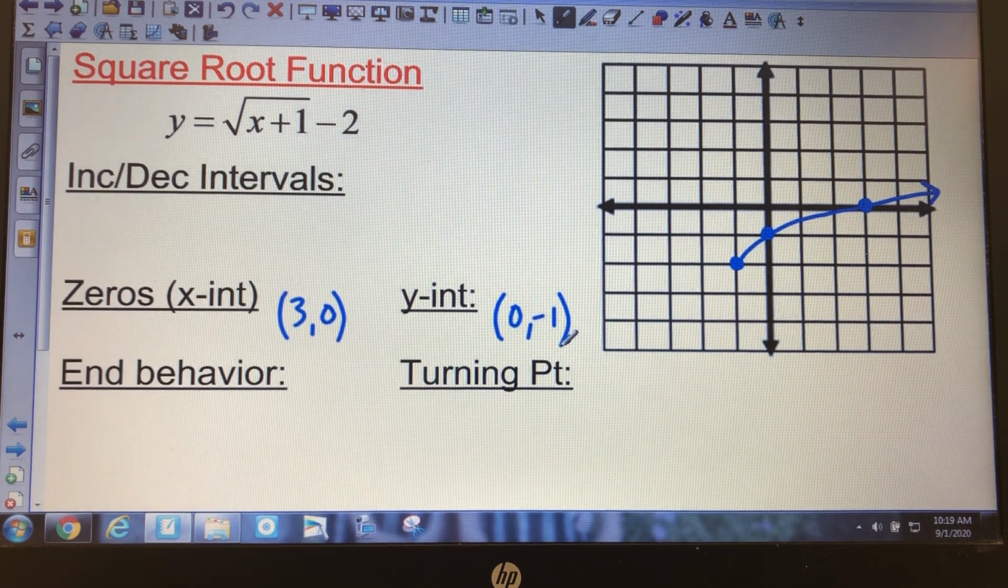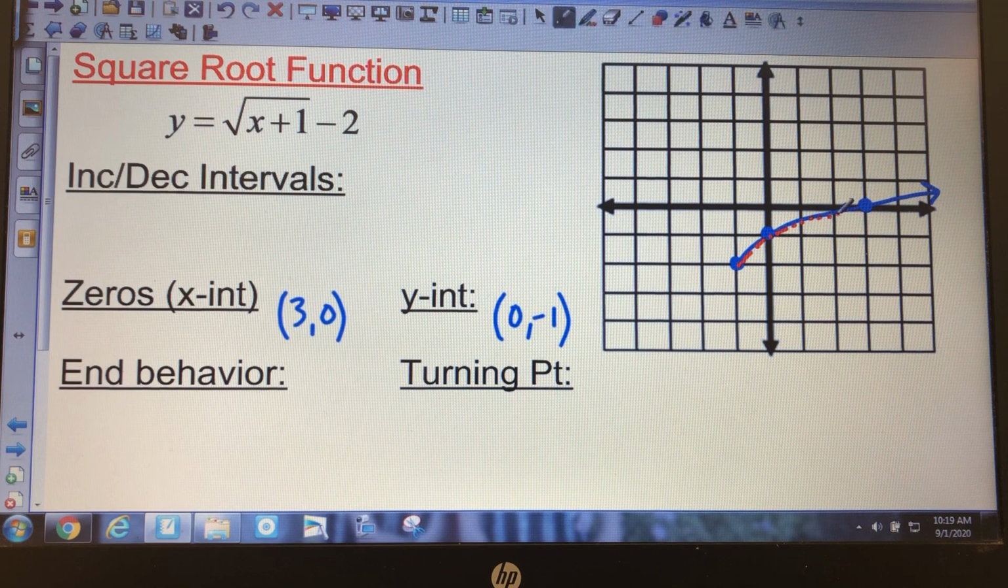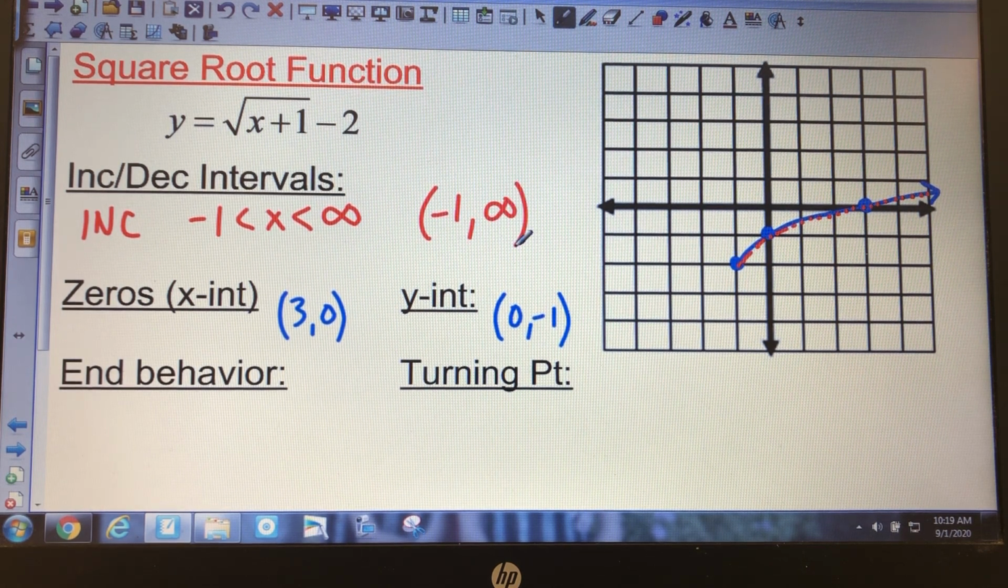Okay, now here it gets a little tricky. When we take a walk on this graph from left to right, we're definitely going uphill. But where are we going uphill? We are increasing from -1 to infinity, okay? From -1 to infinity. That is where we are increasing. We never hit a turning point here. Okay, so in this particular graph, we're always going uphill from left to right. But look at that interval, -1 to infinity.